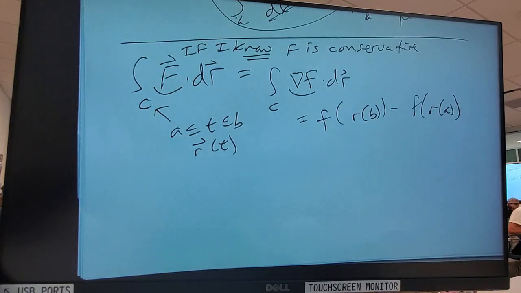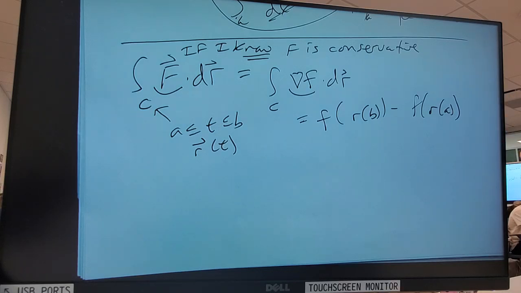So in this case, do I actually need to figure out the C? Do I need to figure out the path? Do I need to figure out the parameterization? Do I need to do all of that? No, I can just go straight to the end.